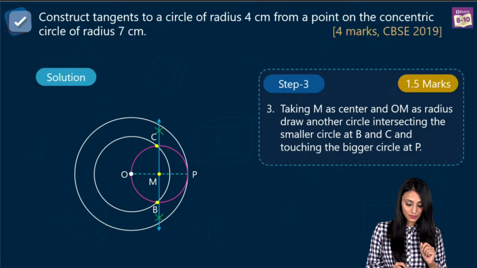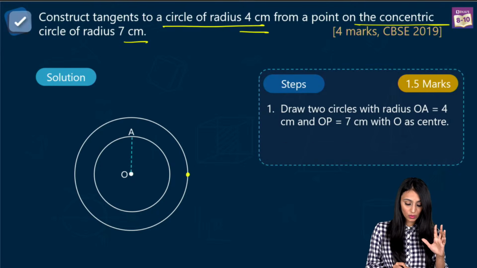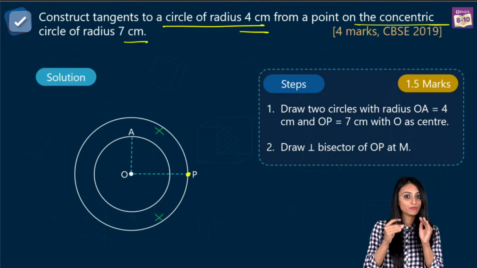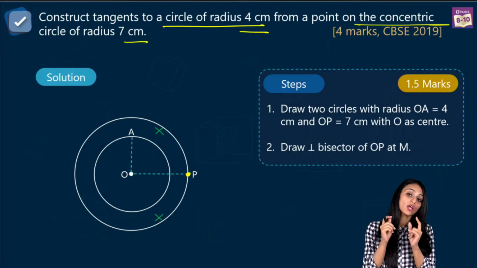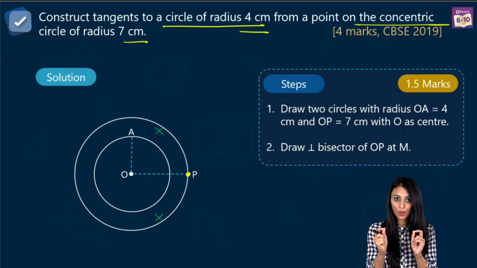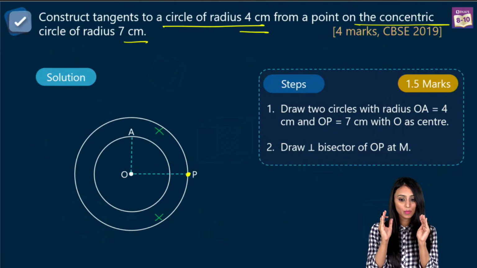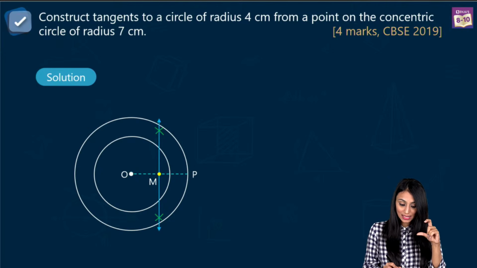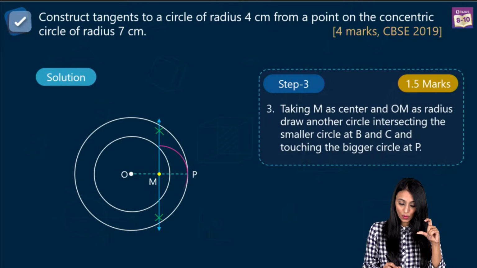One more time. I'm repeating one more time. We have these two circles, one with radius 4 centimeter, another one with radius 7 centimeter. So from this point P, I have to draw the tangents to the smaller circle. So always what we do is we join that point to the center of that circle where tangents need to be drawn. Once it is joined, take the perpendicular bisector, right? You get the middle point M. Now putting the compass needle at M and radius as OM, let's draw a circle. You will see that it is intersecting the smaller circle at these 2 points B and C. Correct?